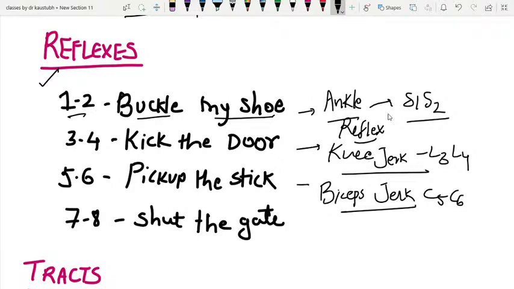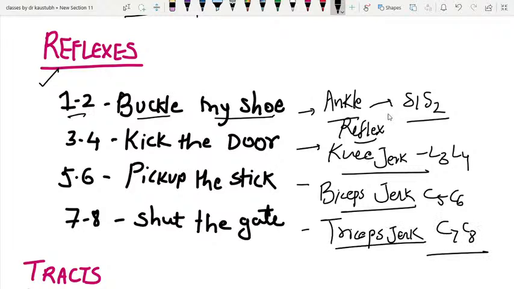You have to shut the gate apart. You have to extend the elbow. That is triceps jerk, right? Triceps jerk, C7, C8. Simple thing to remember. Important reflexes, root values, done, right?